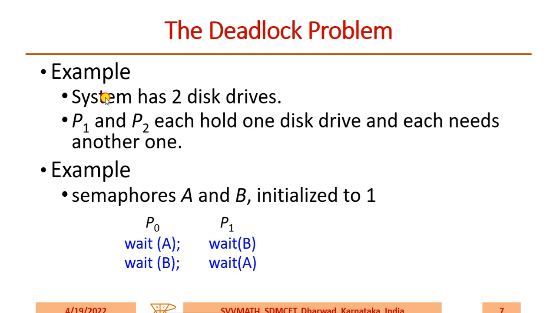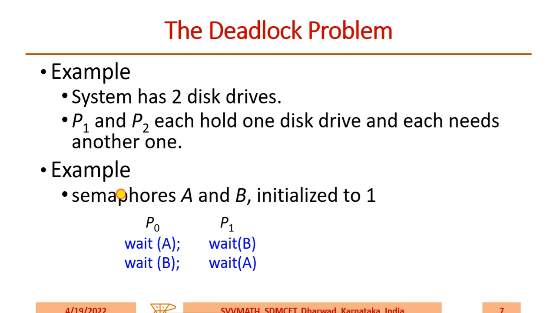The simplest example: let us consider two disk drives. I have two processes in the system, P1 and P2. Each is holding one disk drive and they are in need of another one. They are requesting, but they are waiting for each other. For example, P1 is thinking that P2 will release, P2 is thinking that P1 will release. P1 is waiting for P2, P2 is waiting for P1. They wait for each other.